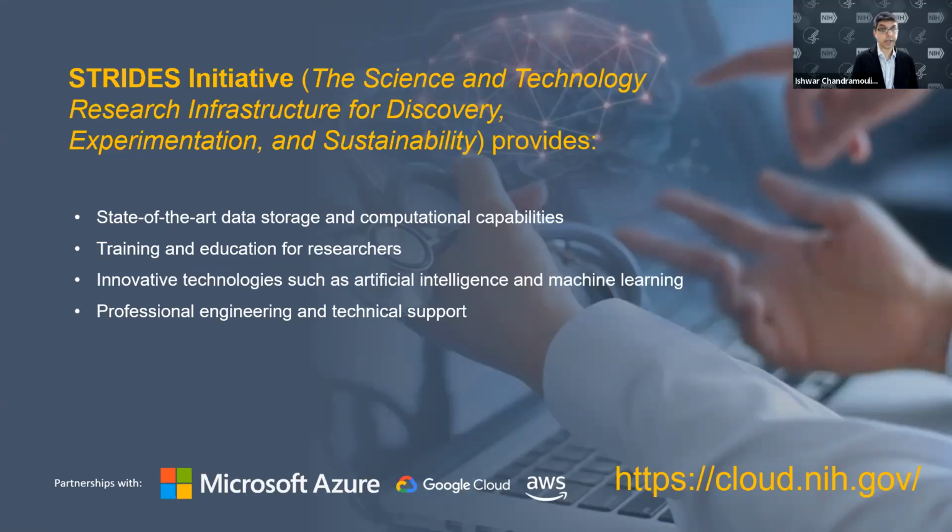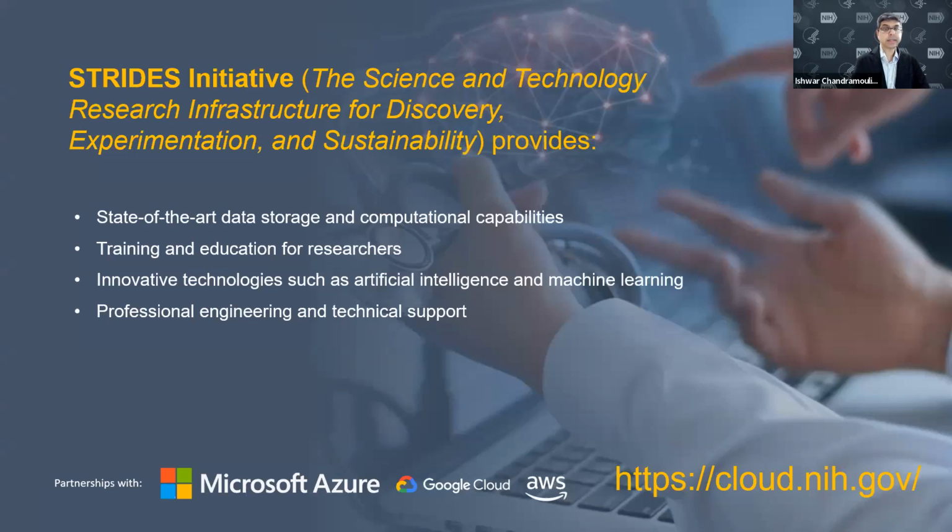NIH has an initiative called the STRIDES initiative. It's an acronym for Science, Technology, Research Infrastructure for Discovery, Experimentation, and Sustainability. Indeed, it's a mouthful, but it's quite exciting, given that it's a partnership with our three big cloud providers, Microsoft Azure, Google Cloud, and Amazon AWS, to provide storage and computational capabilities for our data sets and our researchers. In addition, as part of this, they provide training and education about the capabilities of the platform, as well as access to innovative technologies that they are developing, as well as technical support. You can learn more about this at cloud.nih.gov, and it's open to all researchers to leverage some of the discounted pricing for storage and compute, but also for adopting the various technological capabilities that they offer in accelerating their own research.